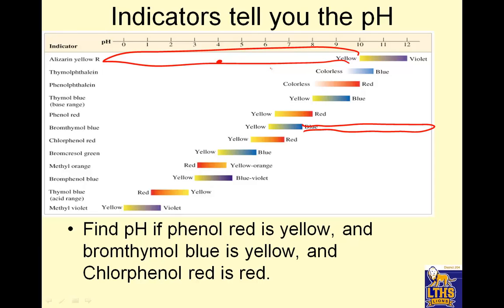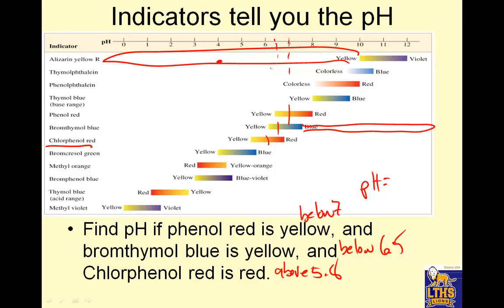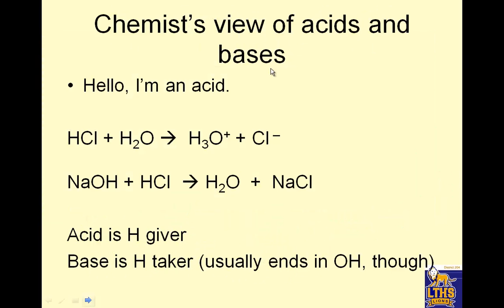So a different one. Find the pH if phenol red is yellow. Phenol red is yellow, which means that it's below 7. And bromothymol blue is yellow, which means it's below 6.5. See how I got the 6.5? And chlorophenol red is red. So if chlorophenol red is red, that means it's got to be above 5.8. So that means its pH is between 5.8 and 6.5. That's how you just got to be able to do these things.